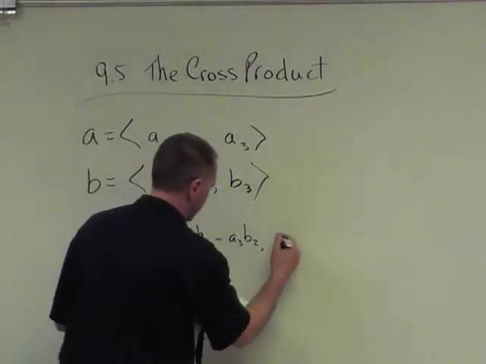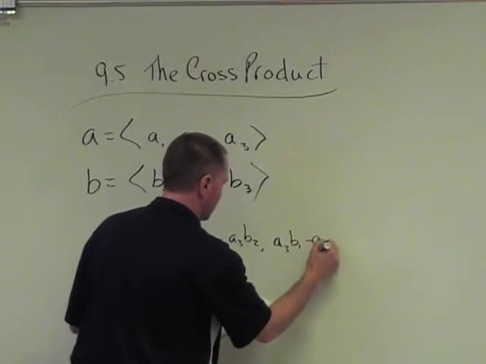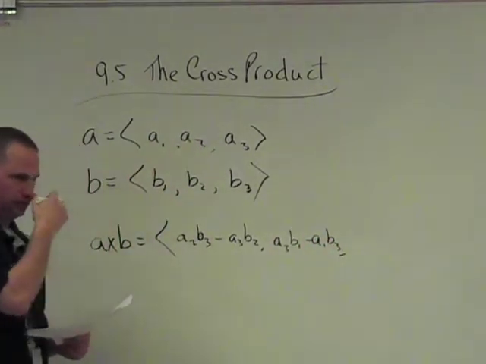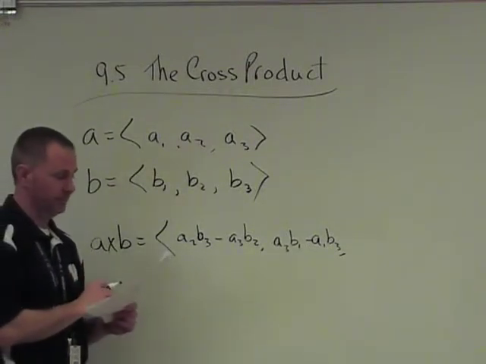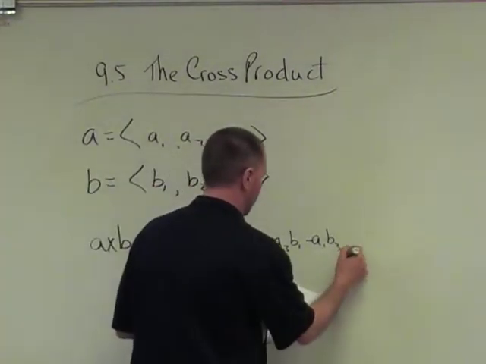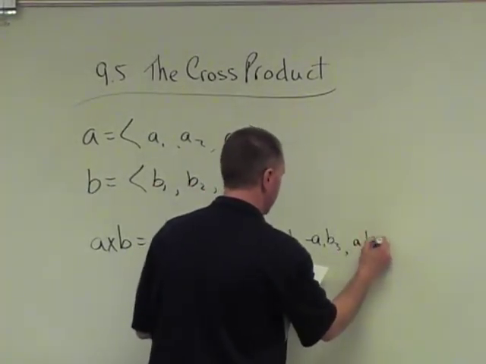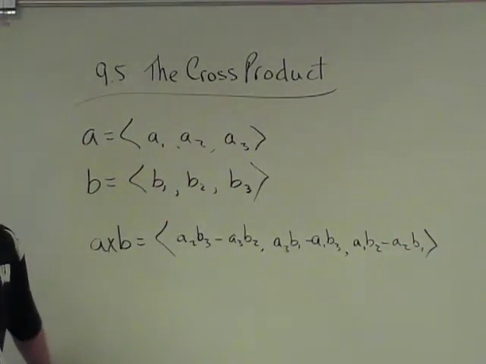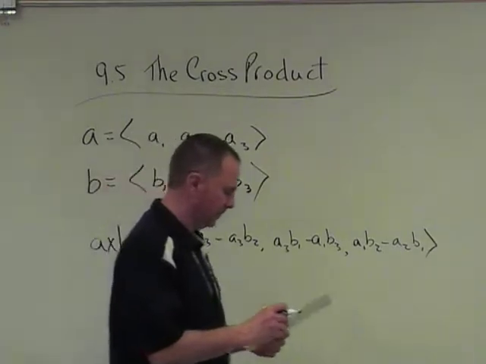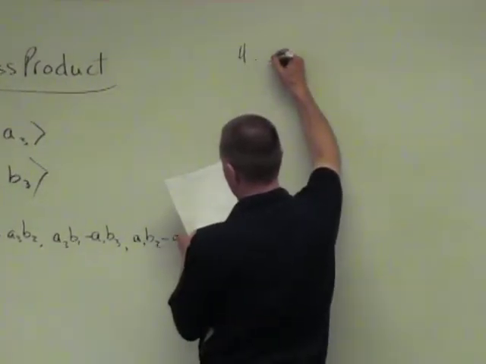The second position is a sub 3 b sub 1 minus a sub 1 b sub 3. And some people like to do it like this, with a comma. And then the third position is a sub 1 b sub 2 minus a sub 2 b sub 1. You can memorize that, or you can look at it this way. This will be number 4. Can you see it? This is what's in your book. I would advise you not to try to memorize that. That's just crazy. Okay?